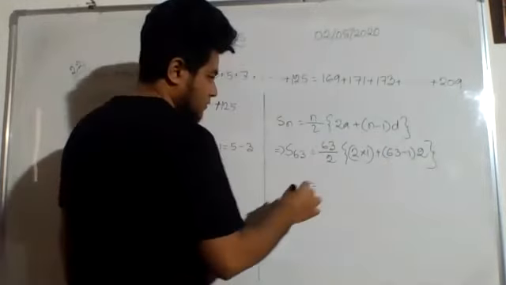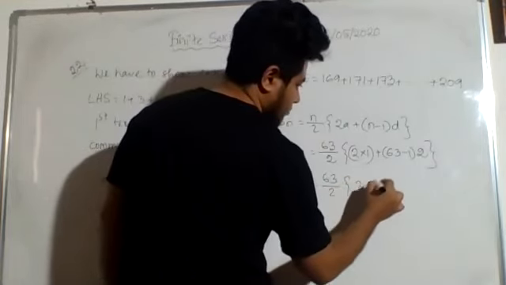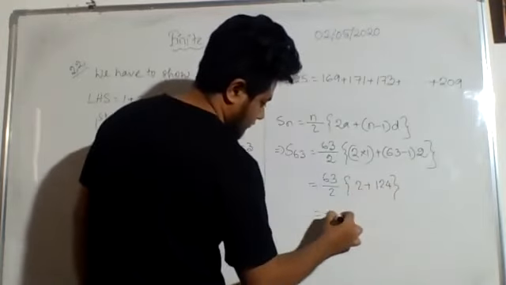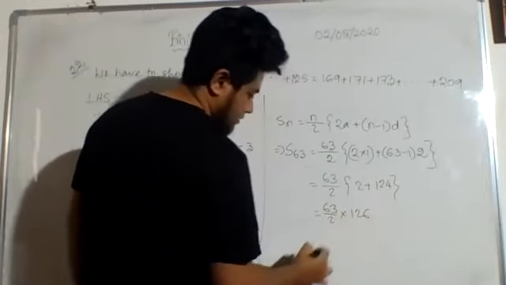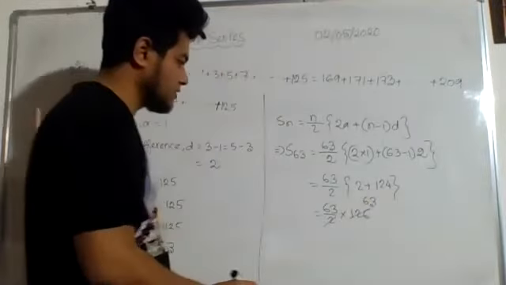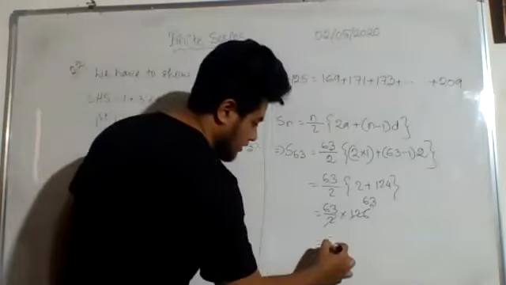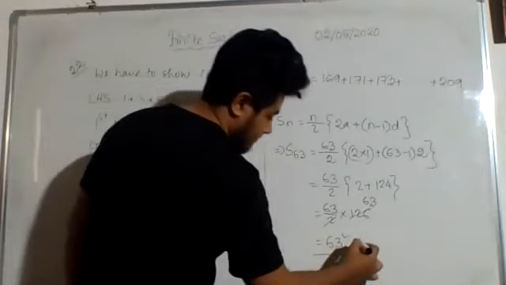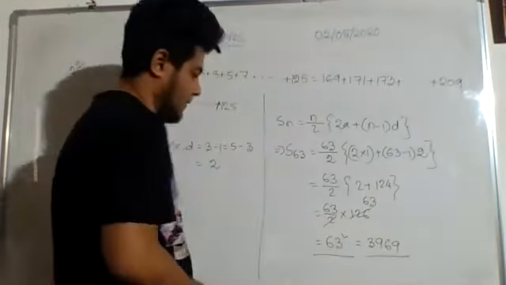Okay, so do the calculation. 2 plus 62 into 2, that is 124. So 124, that is 126. 2 divides 126, it is 63. So 63 into 63, 63 square. So find out how much is 63 square. 3969. Okay.